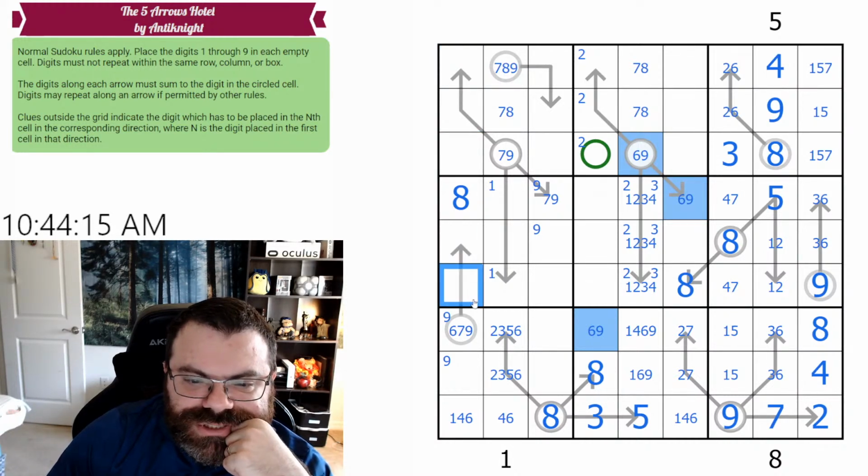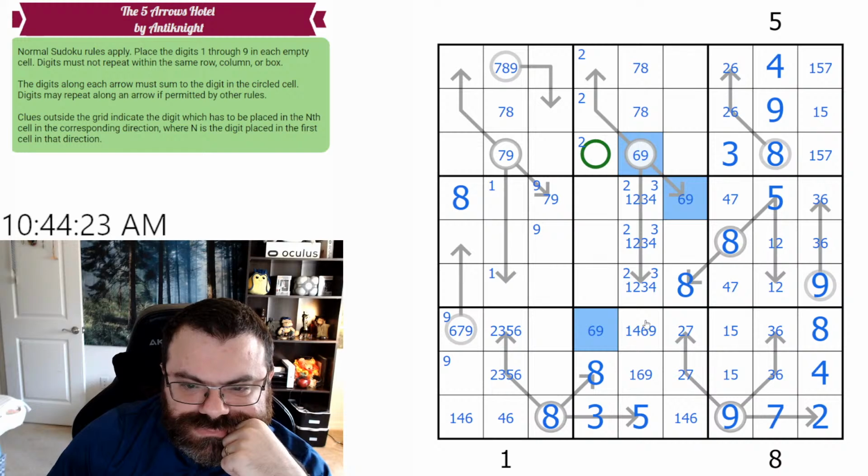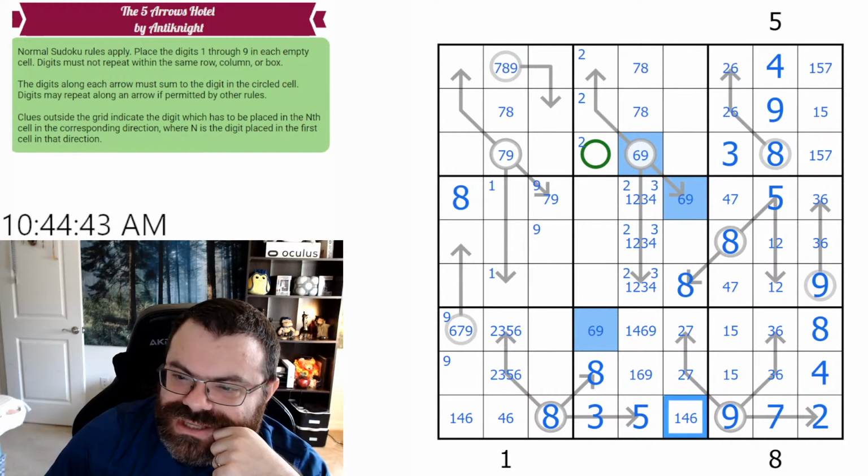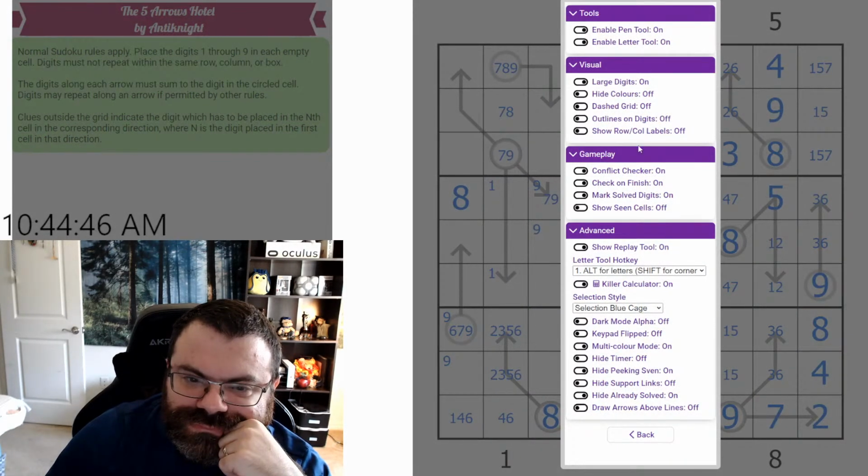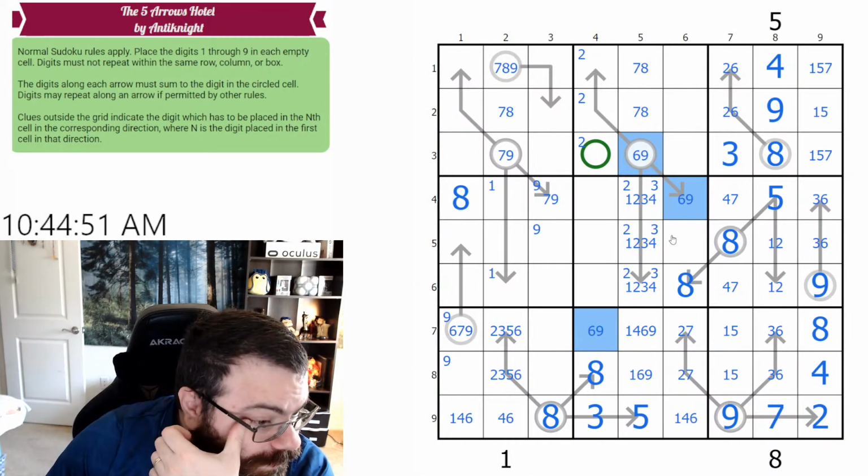I don't think these arrows do much yet. Oh yeah, I have the... is this useful right now? I have those.